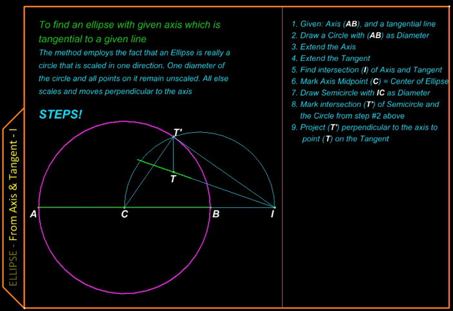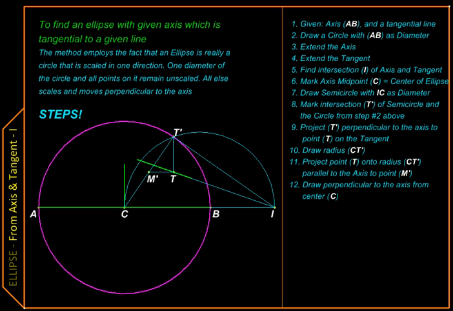For that we are going to project this point T dash onto the tangent. Of course we'll be doing this perpendicular to the given axis, and then we are going to project this point T horizontally or parallel to the given axis onto this radius CT dash till it meets at point M dash. Then we are going to draw a perpendicular to the axis from the center C. So the other axis is going to be somewhere in this direction. We don't know its length yet, but that's the general direction.